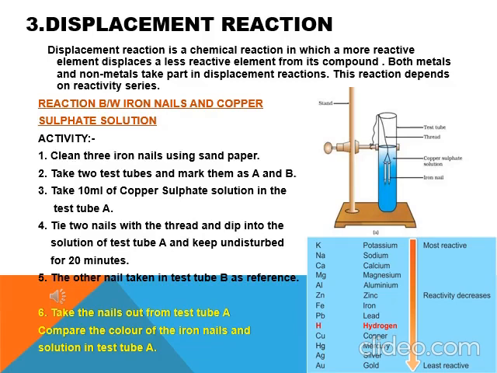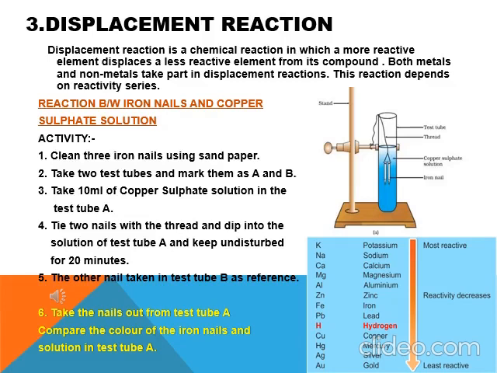It is a chemical reaction in which a more reactive element displaces a less reactive element from its compound. Means in this reaction we have taken compounds, and in that only the element which is more reactive will displace the another element which is less reactive, and in this reaction both metals and non-metals can take part. So this reaction basically depends on reactivity series.